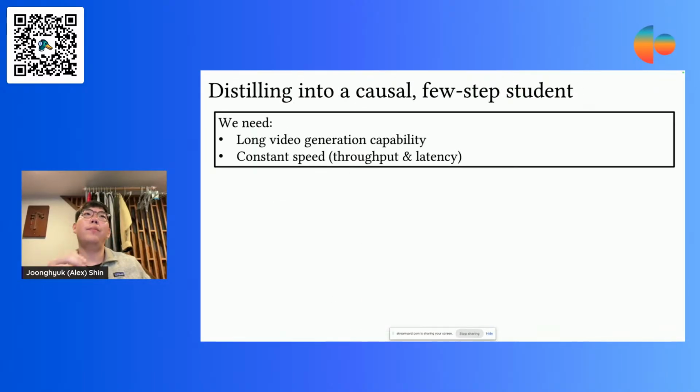And moving on to the distillation part. What we try to do is get a long video generation capability with a constant speed, meaning constant throughput and constant latency.